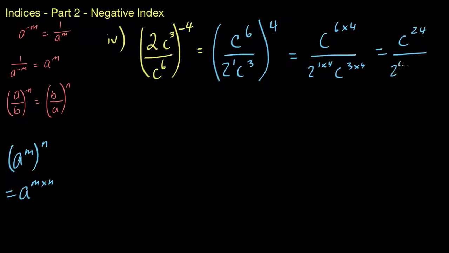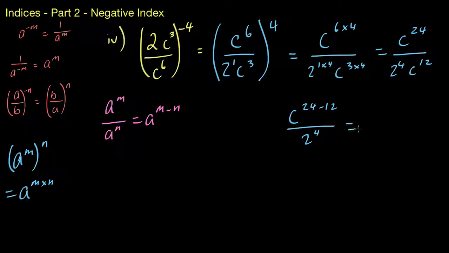On the bottom you get 2 to the power of 4, and you get c to the power of 12 on the bottom. So what we're going to do is subtract 12 from 24, because that rule we learnt in the last video was a to the power of m over a to the power of n is equal to a to the power of m minus n. So really what we've got here is c to the power of 24 minus 12 all over 2 to the power of 4. And finally, 24 take away 12, that's going to give you c to the power of 12. And 2 to the power of 4, that means 2 times 2 times 2 times 2, so you get 16 as your final answer.